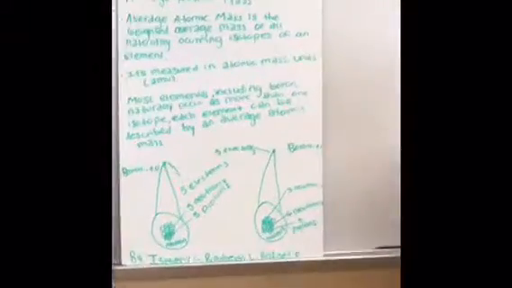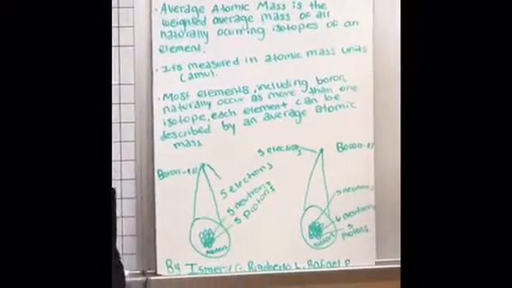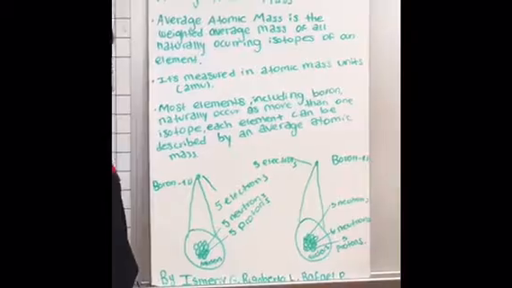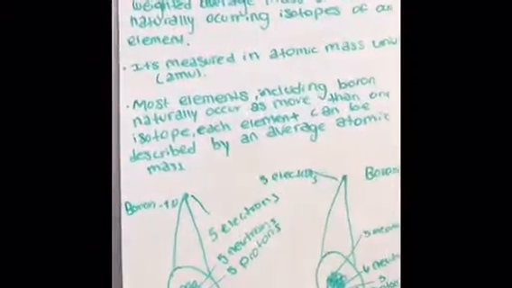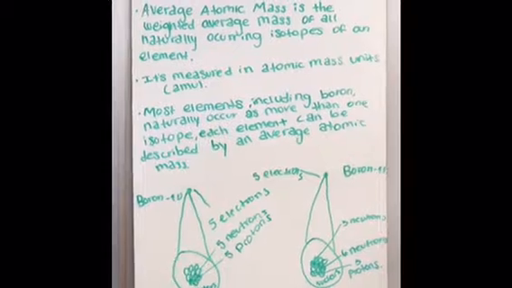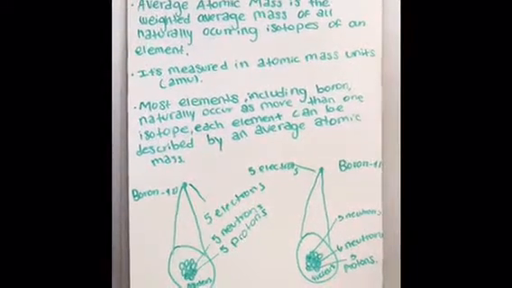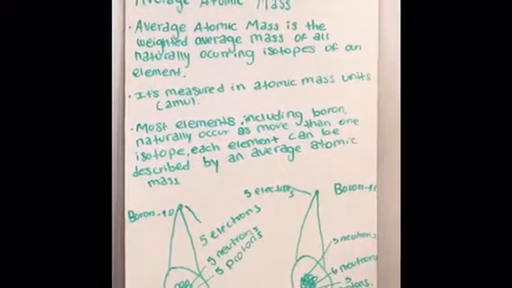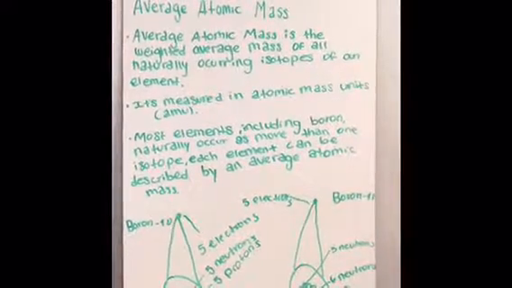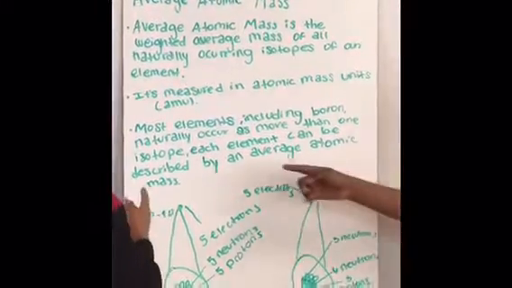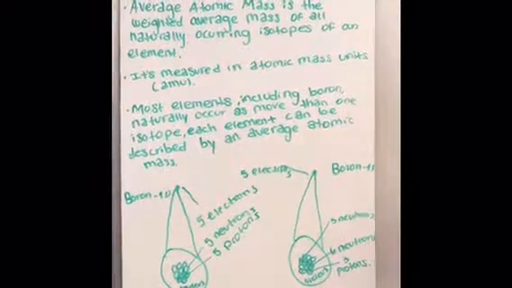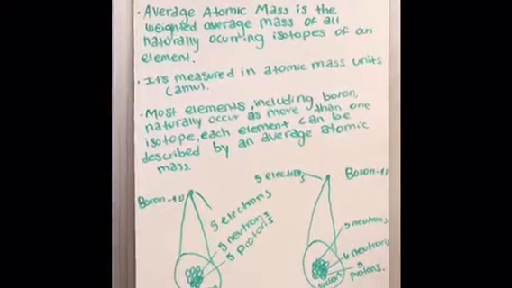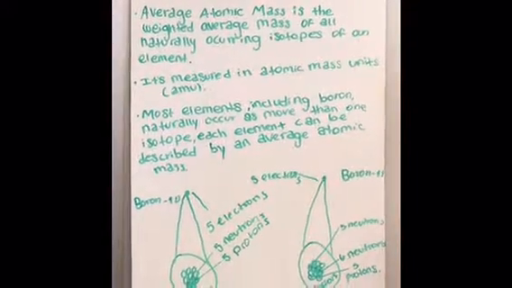Average atomic mass. Average atomic mass is the weighted average mass of all naturally occurring isotopes of an element. It's measured in atomic mass units, AMU. Most elements, including boron, naturally occur as more than one isotope. Each element can be described by an average atomic mass.